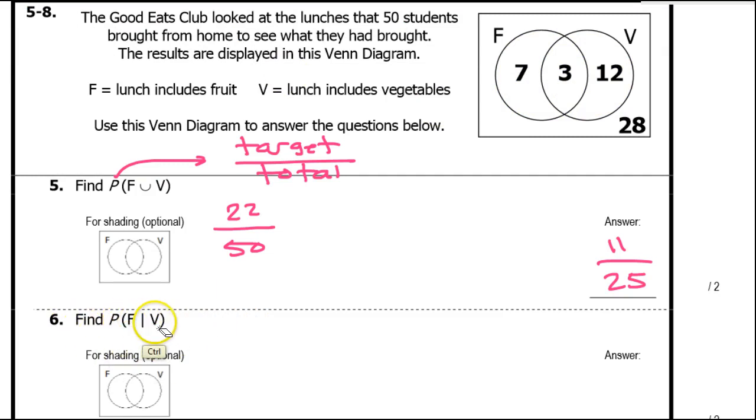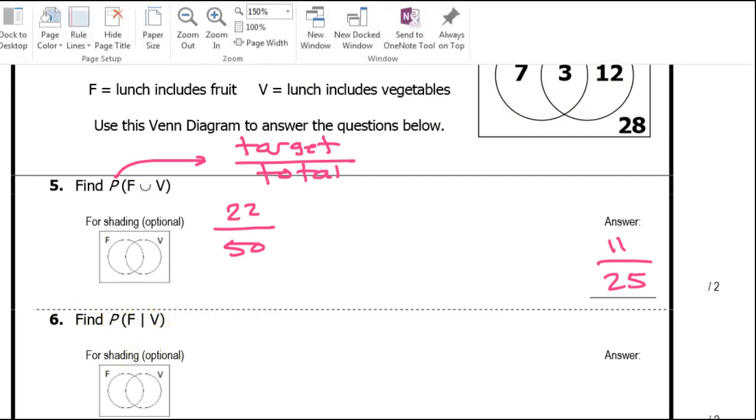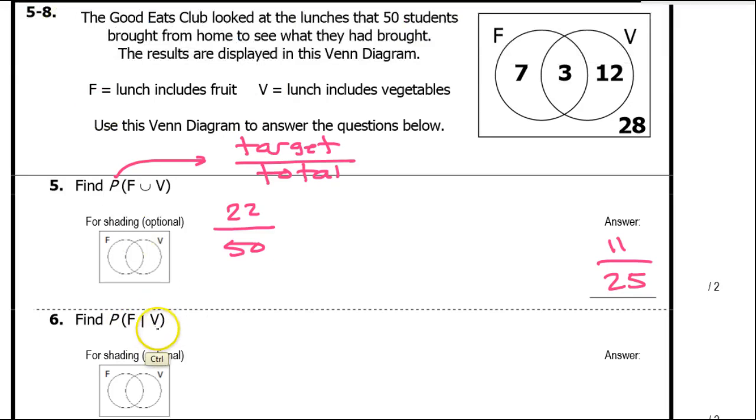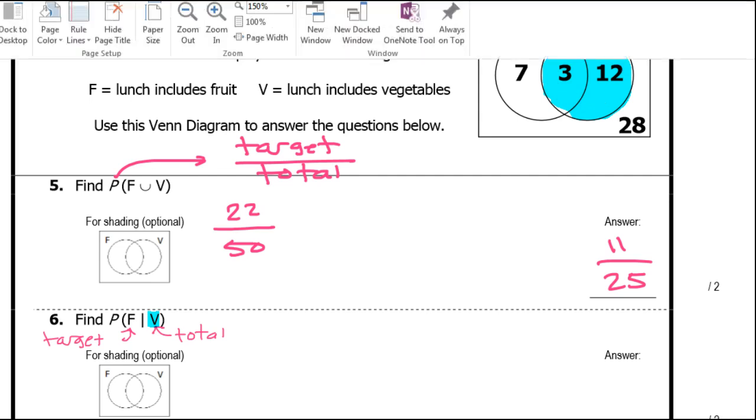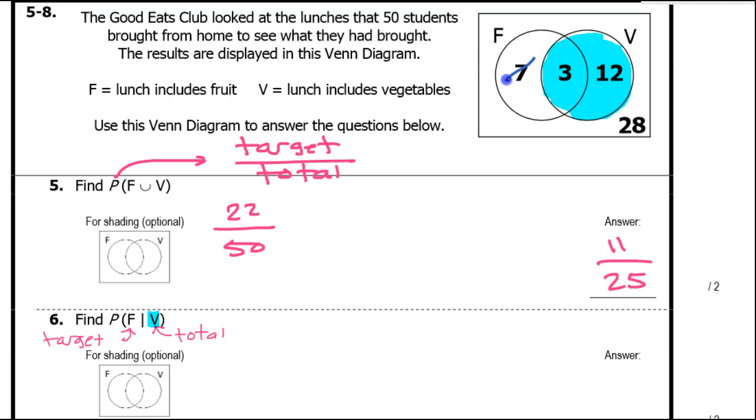Find the probability of F given V. I love given problems because whatever is given turns out to be the new total, and the other part is the target. Okay, so we are given V, so that is the new total. So that means this, my friends, is the new total. If this is the new total, then no other numbers exist, so we can forget about the 7 and the 28. This is the new total.